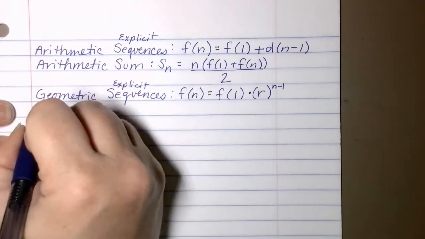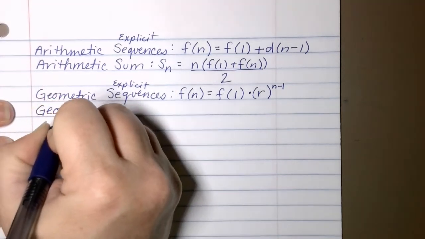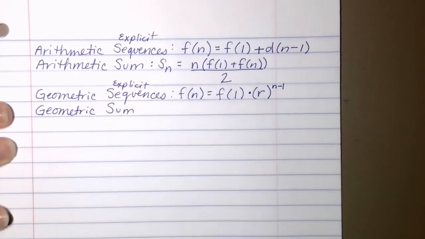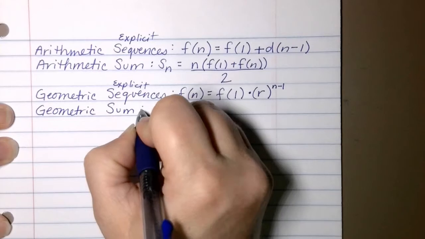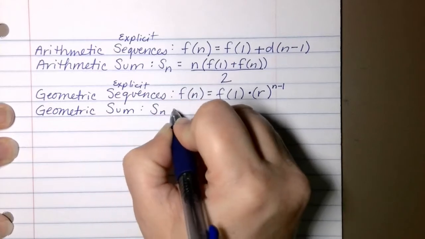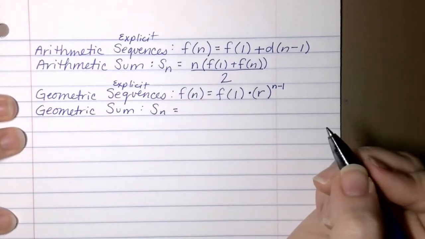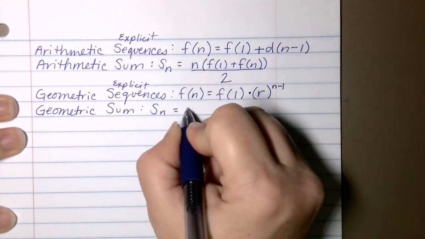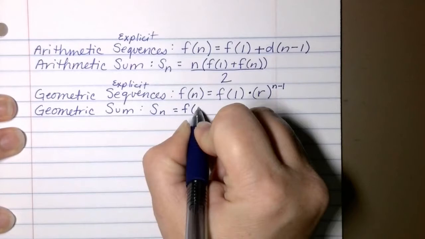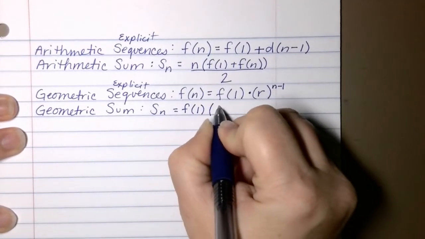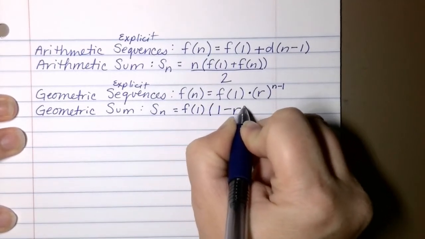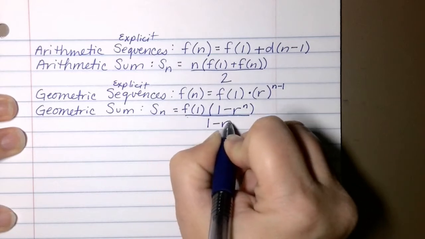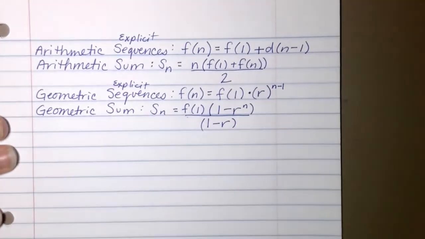Then we had geometric sum. This was the ugly one. Anybody know how this one starts? f of 1 times 1 minus r to the n, all over 1 minus r. Yes.